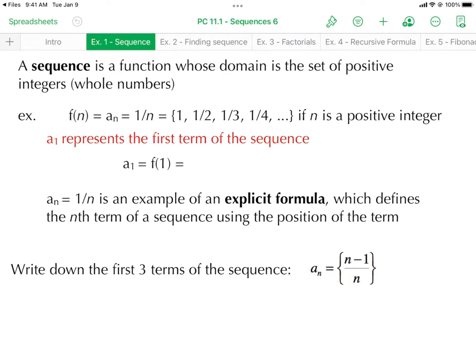Okay. And the domain of this function is typically going to be the set of positive integers, or we can define that to be the whole numbers. So it could be 0, 1, 2, 3, 4, and so forth as domain values. Sometimes 0 is excluded and you simply start at 1. Okay.